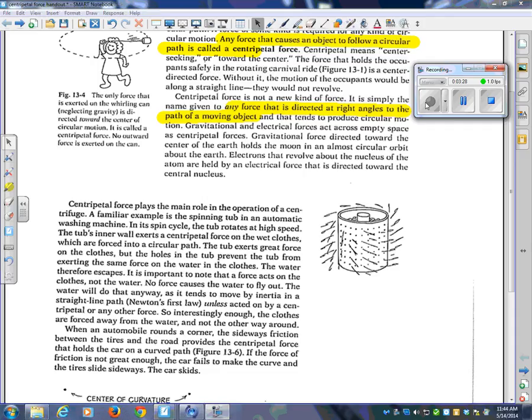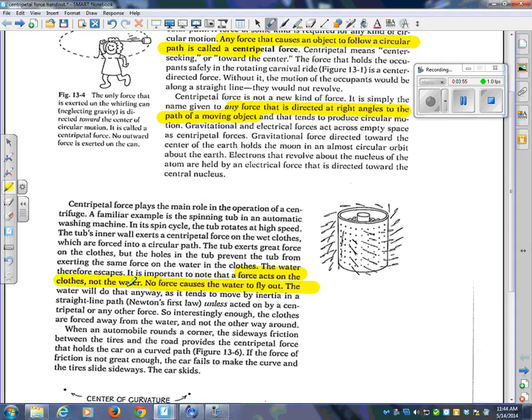In its spin cycle, the tub rotates at high speed. The tub's inner wall exerts a centripetal force on the wet clothes, which are forced into a circular path. The tub exerts great force on the clothes, but the holes in the tub prevent the tub from exerting the same force on the water in the clothes. The water therefore escapes. It's important to note that a force acts on the clothes, not the water. No force causes the water to fly out.